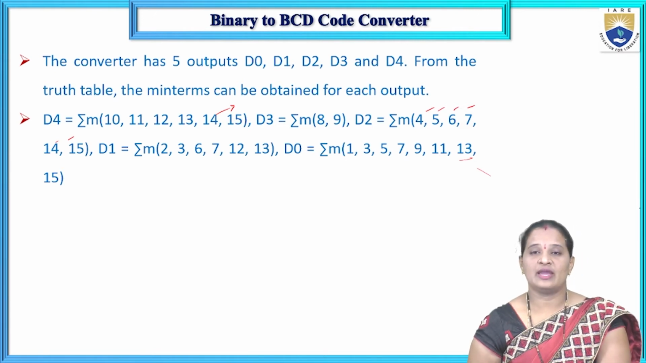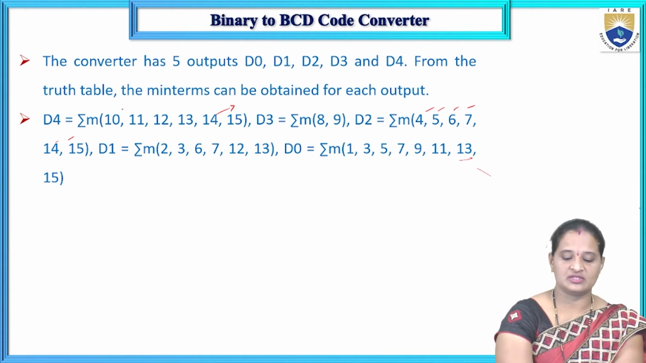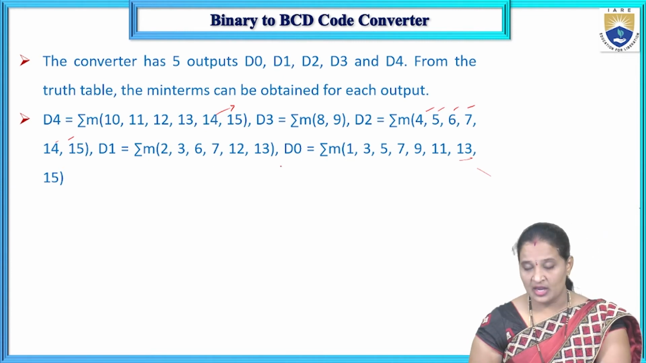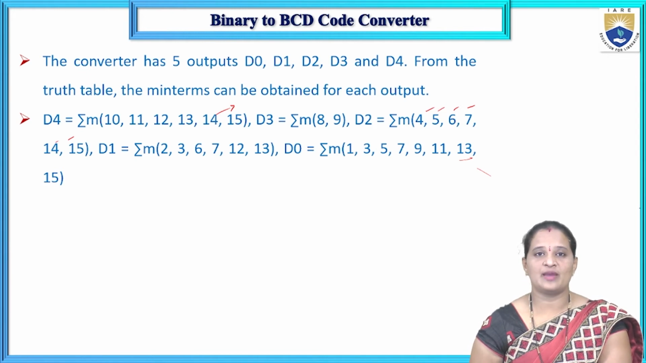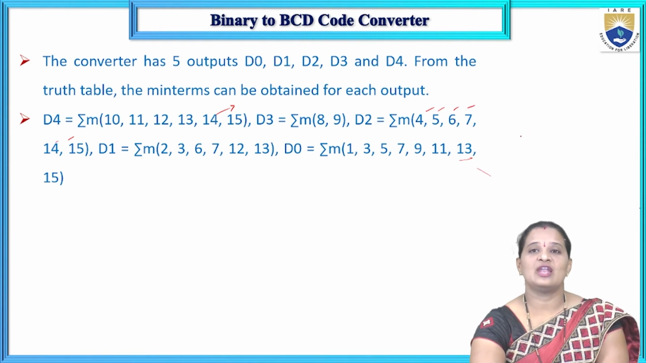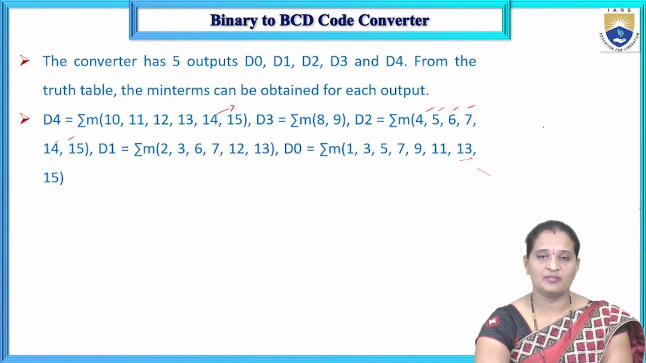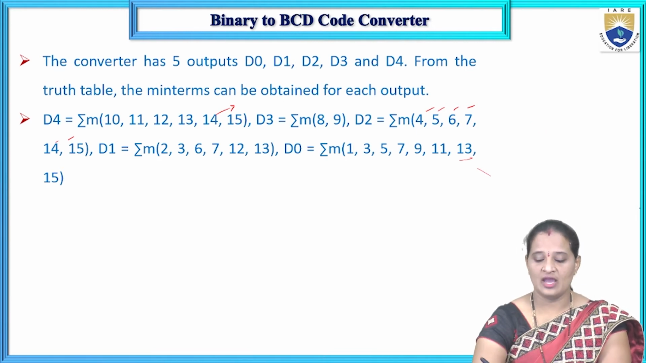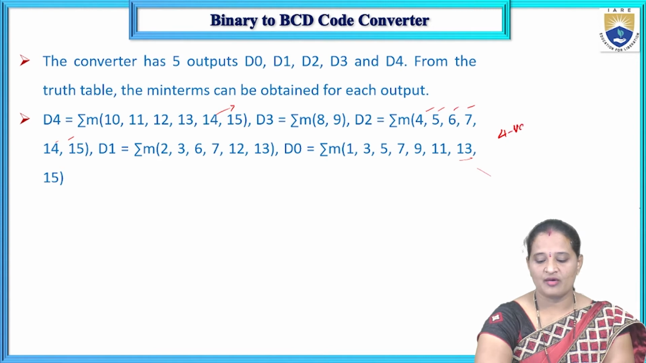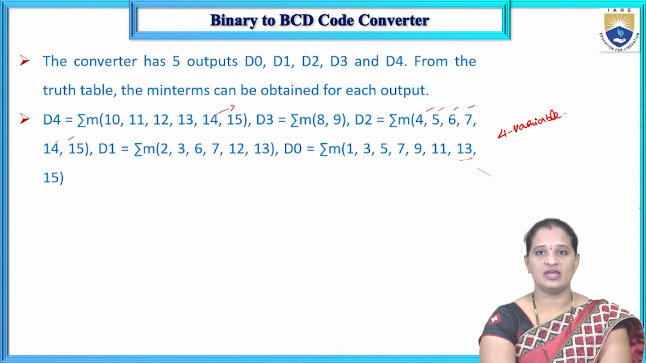So now what is my aim? I want to get the simplified Boolean function for D4, D3, D2, D1 and D0. For that, I need to construct a K-map. So how many variable K-map we need to construct? The number of variables should be equal to the number of input variables. So how many input variables we have? 4 input variables. So that is why I have to take a 4 variable K-map for deriving the simplified Boolean functions for all the 5 outputs of binary to BCD code converter.